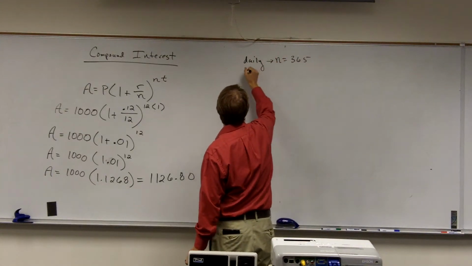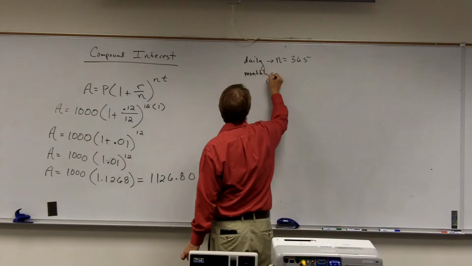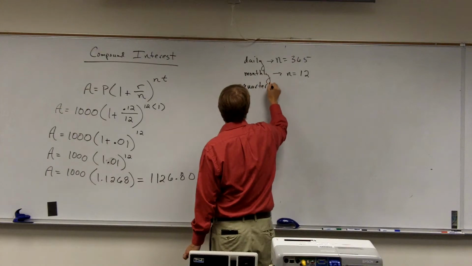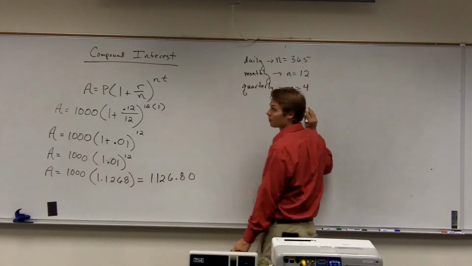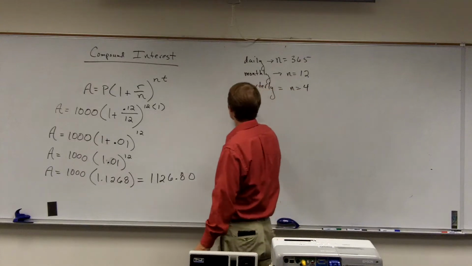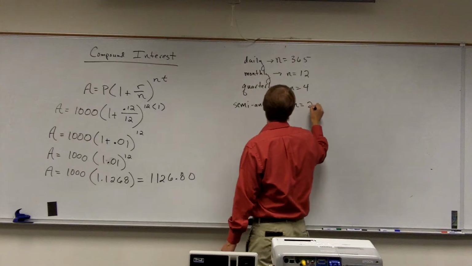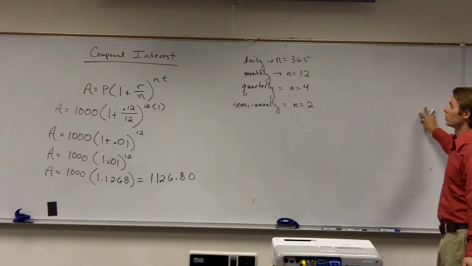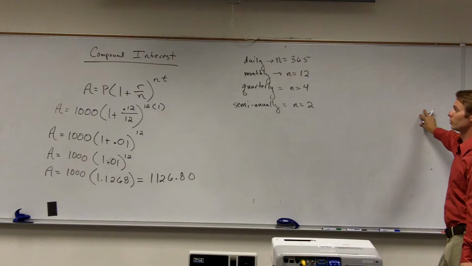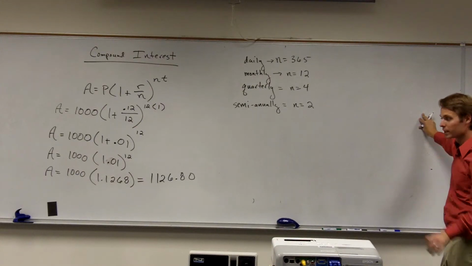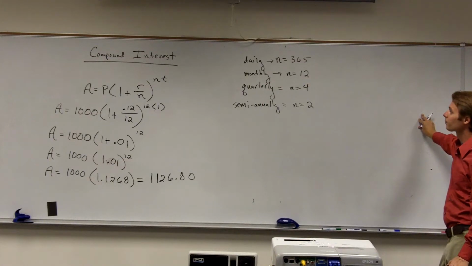Some other ones, let's see, we already said monthly. Quarterly would be another common one. So in this case, n would equal 4 times per year. Semi-annually, in this case, n would equal 2. So mainly, you just have to know what the n's are equal to, and then you have your time, how long you're going to keep it in there. And then you know your rate. Be careful not to put the rate in as a percentage, but put it in as a decimal.